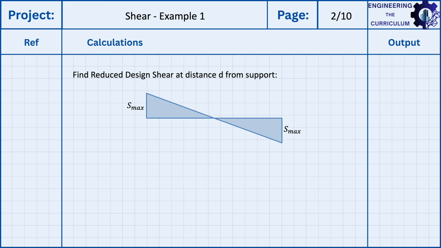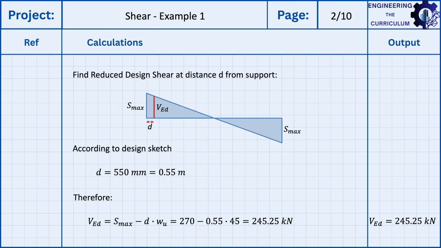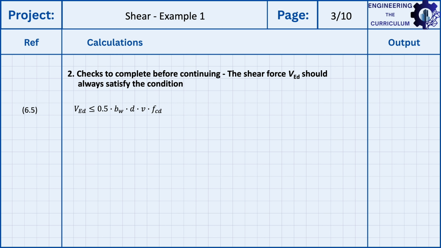Now, according to the code, we can use the reduced design shear, which is at a distance d from the support. If this is our shear diagram, we need to find VED, the reduced design shear, at d from the support. According to our sketch, we already know that the effective depth is 550 millimeters or 0.55 meters, and therefore VED is going to be the maximum shear, taking away that part of the UDL that's already been covered. So 0.55, the distance, times 45, the UDL. And if we do that, we end up with a VED of 245.25 kilonewtons.